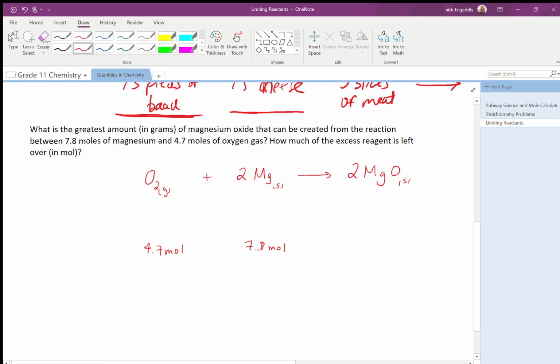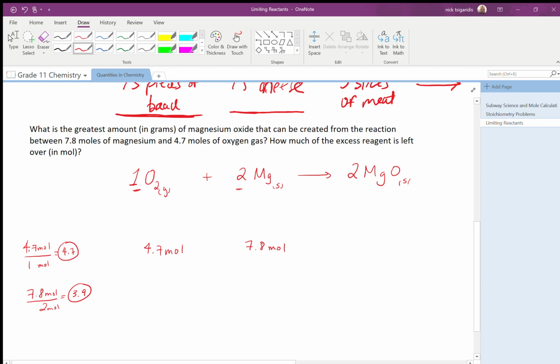Now, once you have the reactants in moles, what you're going to want to do is divide each of these numbers by their coefficients. So I'm going to take the 4.7 moles and divide it by 1 mole, which is the coefficient in front of the oxygen. Even though we haven't written it, it is a 1. That produces 4.7 as the number. Notice that there are no units on that. The next one is 7.8 moles divided by 2 moles, which is the coefficient in front of the magnesium, and that will produce a value of 3.9.